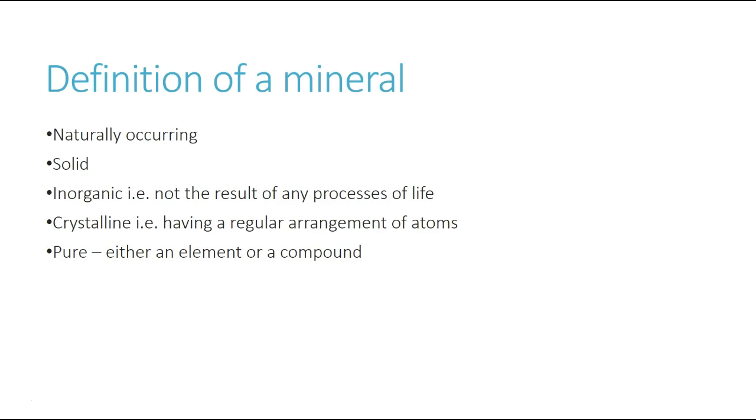So we first need to define what a mineral actually is, and these 5 criteria that are listed here are the criteria that you need to be able to say yes or no to if you want to define something as a mineral. So a mineral needs to be naturally occurring. So anything that is made by man technically is not a mineral. So any man-made gems like rubies, for example, aren't technically a mineral. It also needs to be solid in composition, and it needs to be inorganic. So it cannot be the result of any processes of life.